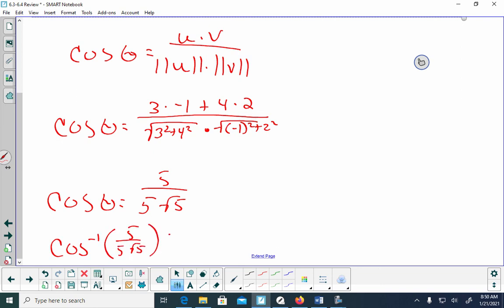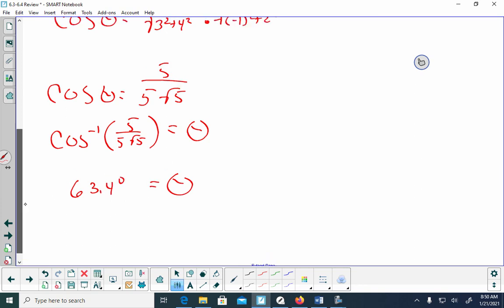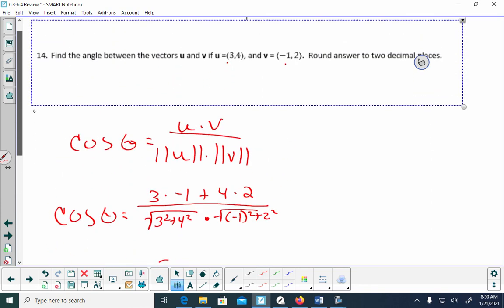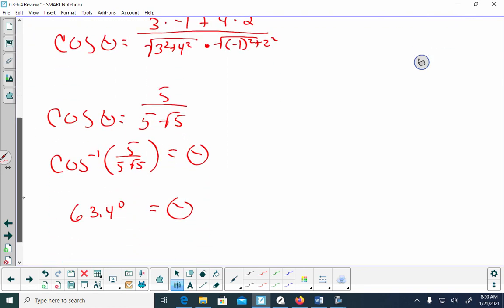I did not simplify because it does not matter if I simplify. When I put this in my calculator, I end up getting 63.4 degrees. So the angle between those two vectors is going to be 63.4 degrees. Oh, it says round your answer to 2 decimal places. Whoopsie, I don't have the second decimal place. Sorry. All right, moving on.